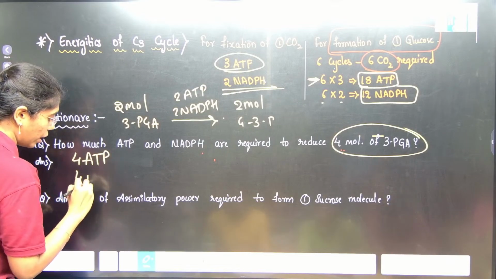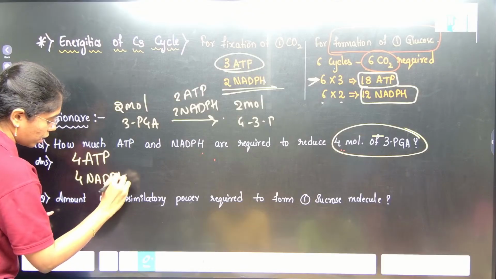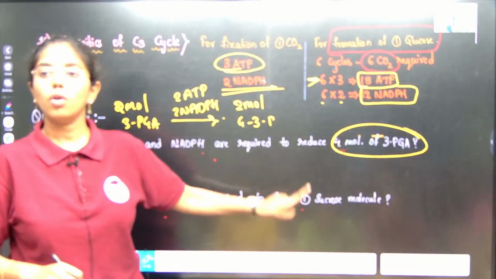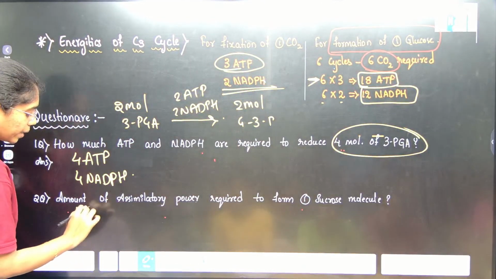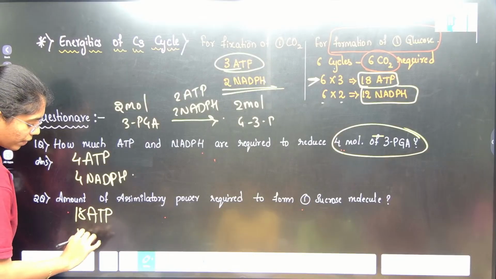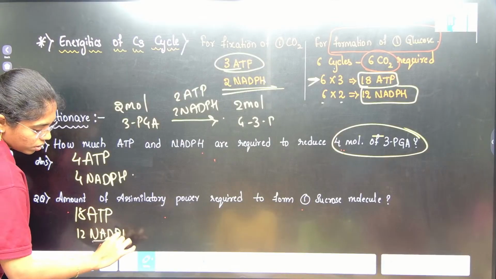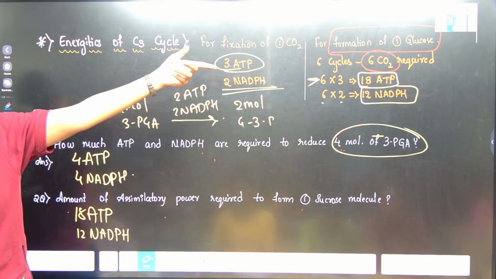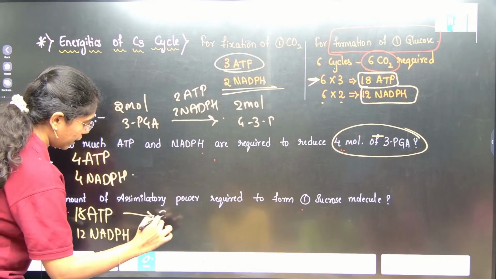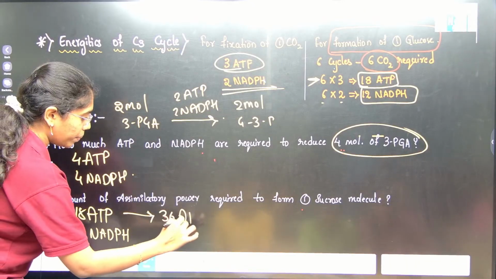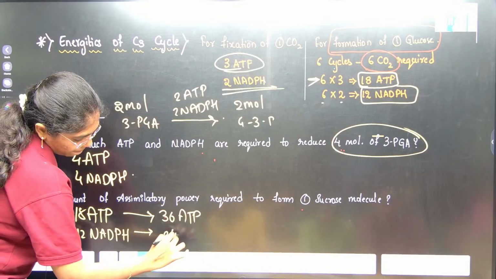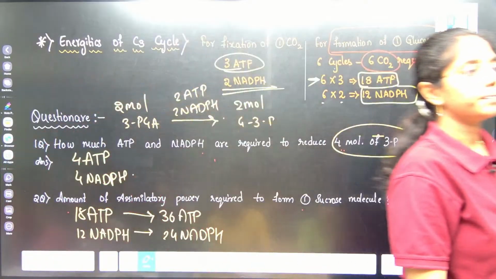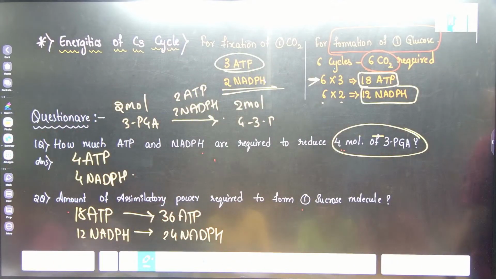4 ATP and 4 NADPH. Look at this question. Amount of assimilatory power required for one sucrose molecule. For one glucose it is 18 ATP, 12 NADPH. Glucose has 6 carbons, sucrose 12. Just double it: 36 ATP, 24 NADPH. Done. This is how you will get questions from bioenergetics.